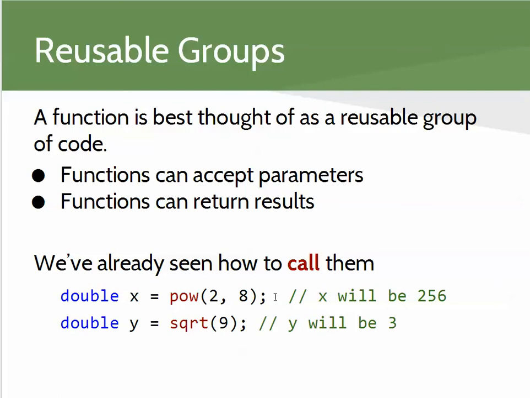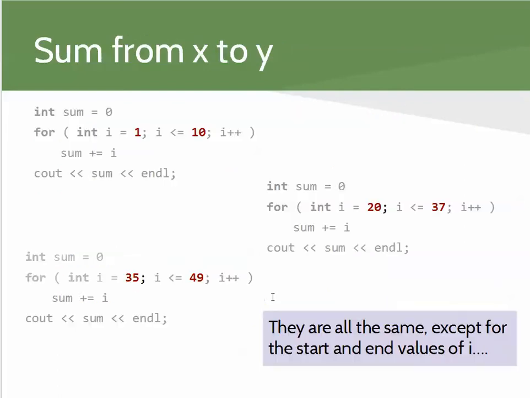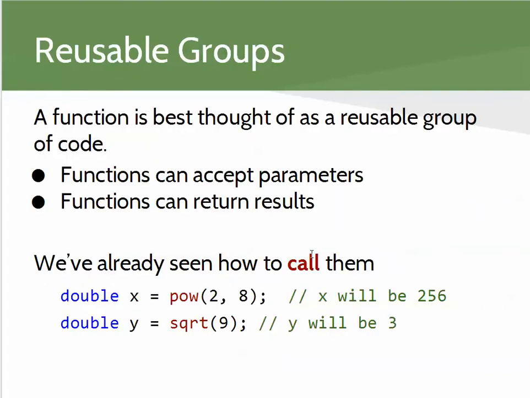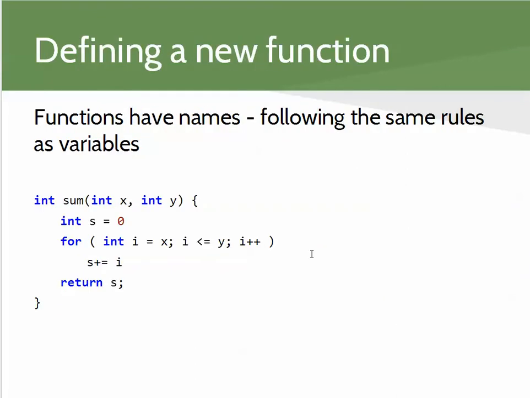So we know how to use functions. We sort of understand, hopefully, what they're all about. We're using this stuff. Now we need to learn the syntax for actually defining these new functions. So I've gone ahead and I've written a function. It doesn't print out. It actually instead just returns the sum. But this is a function that would compute the sum between x and y, inclusive.